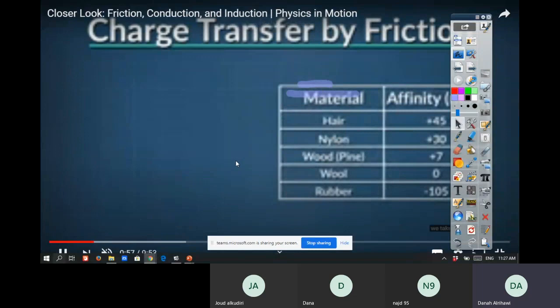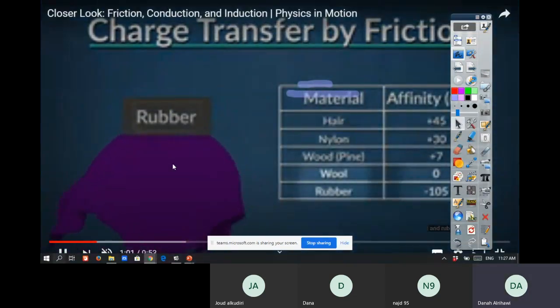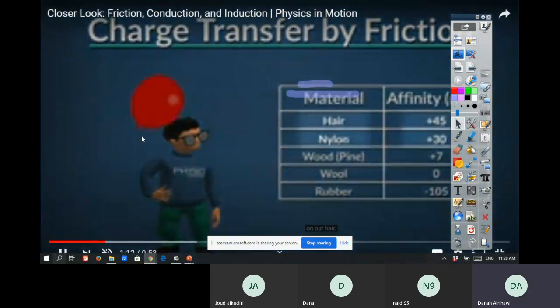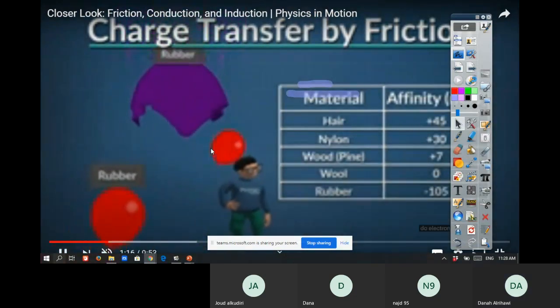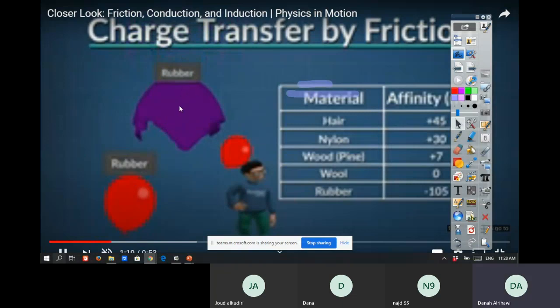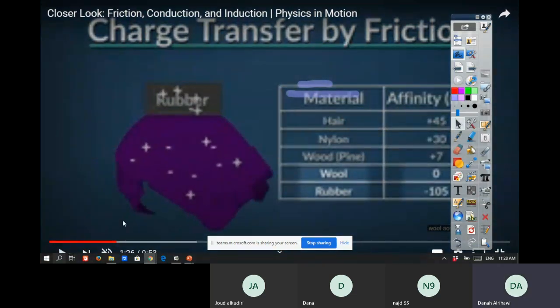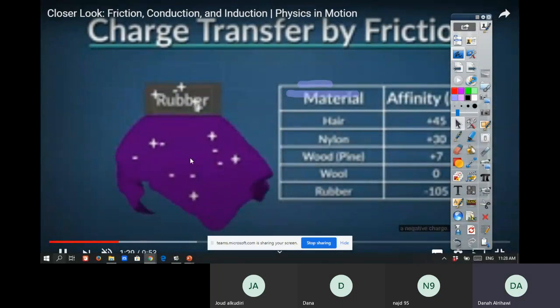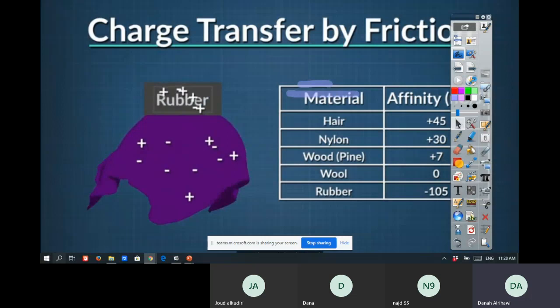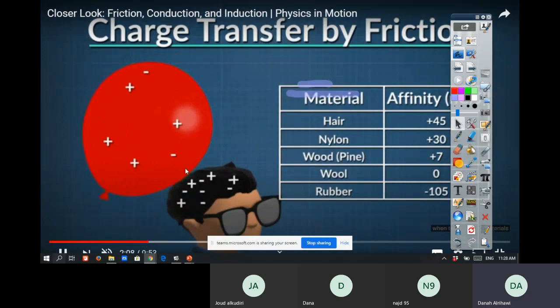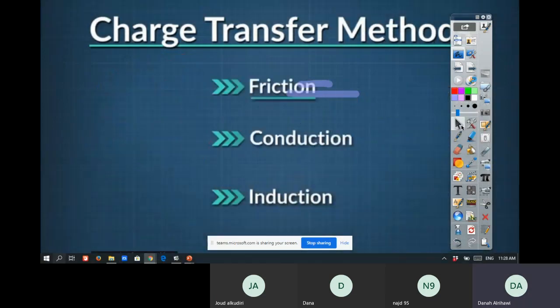They said that charge transfers by friction if you rub two objects together, like you rub the balloon with a sweater or something. Now the hair, if they rub a piece of rug or clothes with the balloon, now the balloon will gain the positive charge. Look what will happen when I bring the balloon close to the hair. When it just comes close to the hair, we call this one friction.